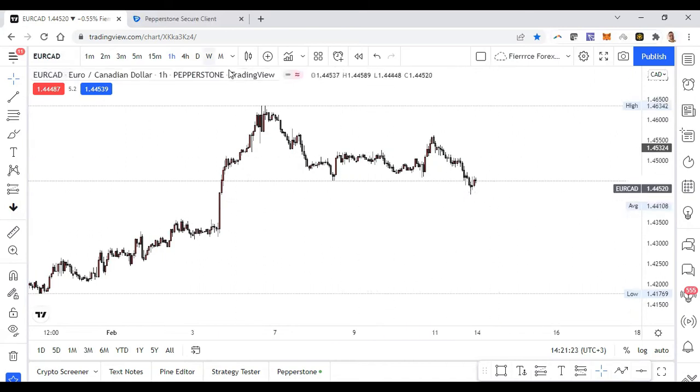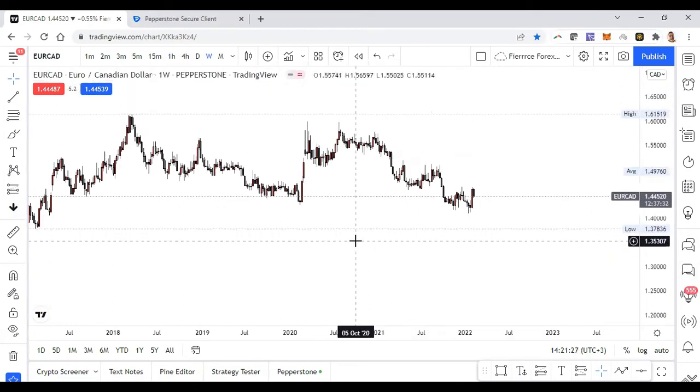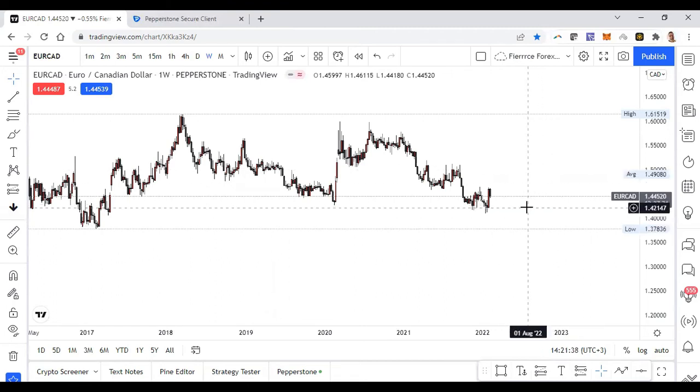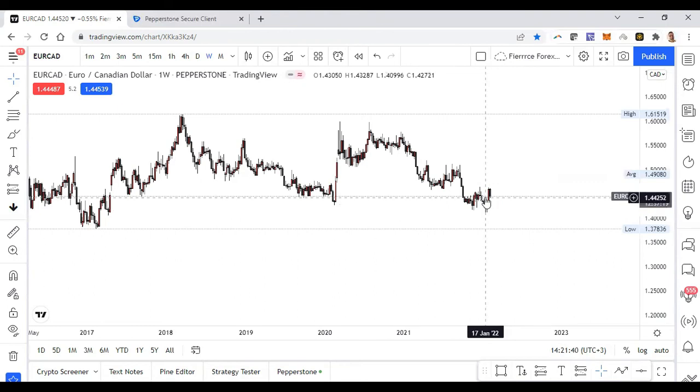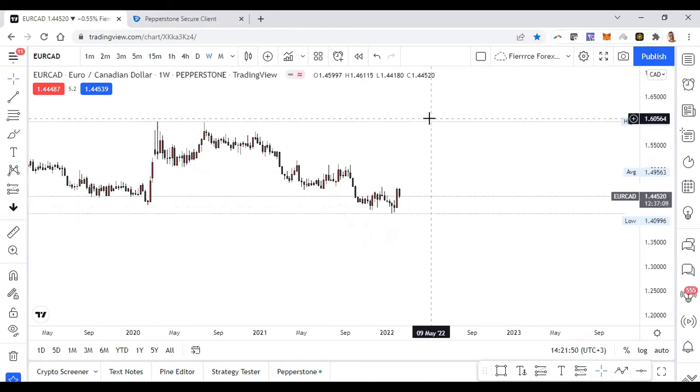Now, EuroCAD, this is a 1 hour, but on the weekly, I really feel EuroCAD has been struggling at this level of 1.42884. It's just not able to clear this zone nicely. So we are kind of caught up in something here, quite an interesting thing. But then we are looking bullish.